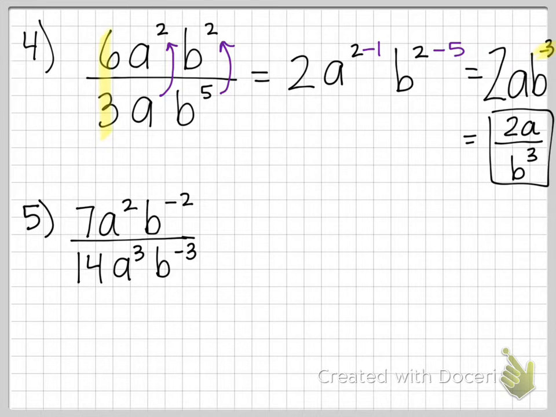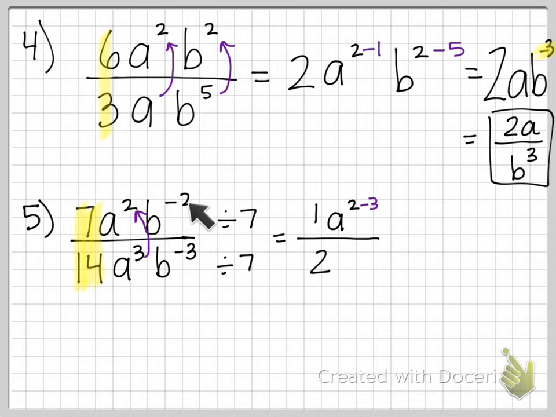Okay. Again, let's look at the numbers. We have 7 over 14. We're going to divide the top and bottom by 7. 7 divided by 7 is 1. 14 divided by 7 is 2. And now we're going to subtract up. So we have a squared on the top and a cubed on the bottom. I'm going to subtract 3 from the top.